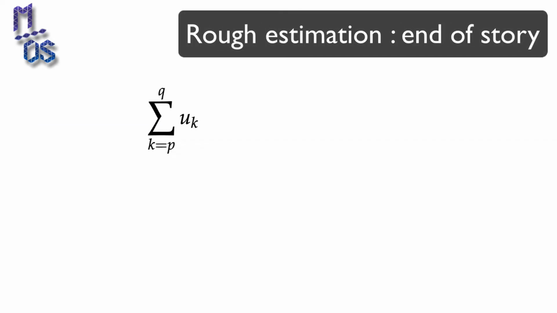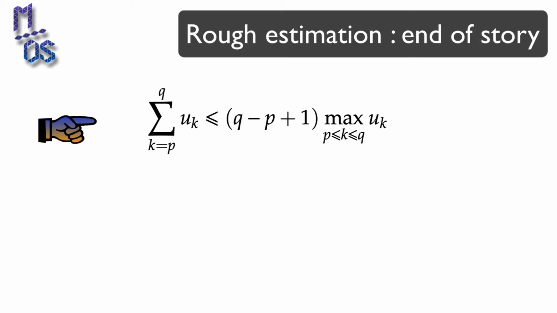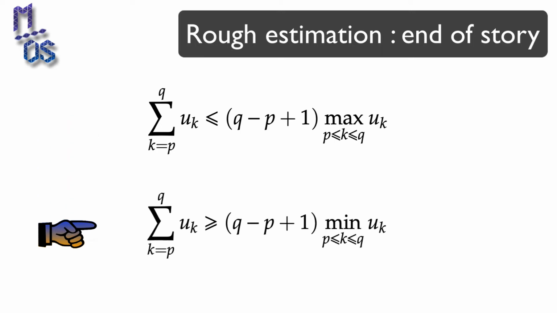Now, back to the initial question. Applying that formula, we see that the sum s is bounded from above by (q minus p plus 1) times the maximum of u sub k with k running from p to q. And similarly, it's bounded from below by (q minus p plus 1) times the minimum of u sub k with k running from p to q. And now, here is an exercise which illustrates the idea.